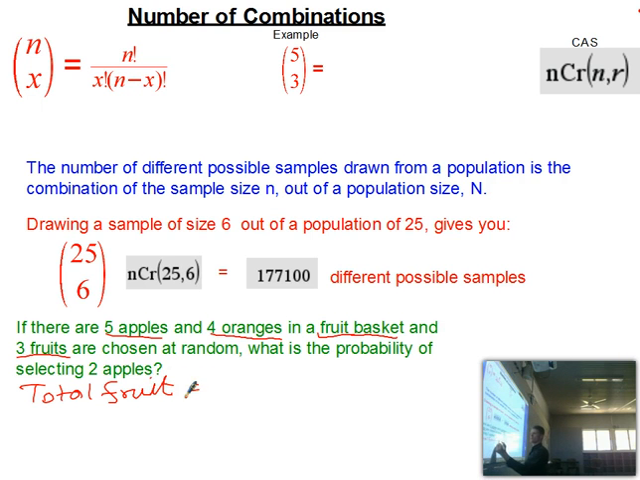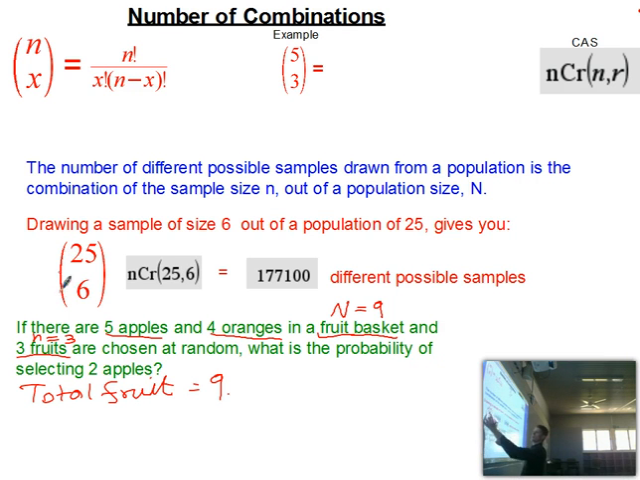So the total number of fruit is the 5 apples and the 4 oranges, so you get 9 fruit. Okay? Now, what we have is selecting a sample of 3 fruit. This is our small n. And we've got a population in our fruit basket, capital N, of 9. Then how many different types of samples can we come up with?